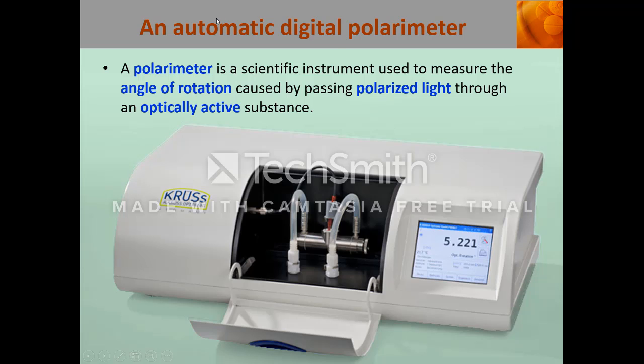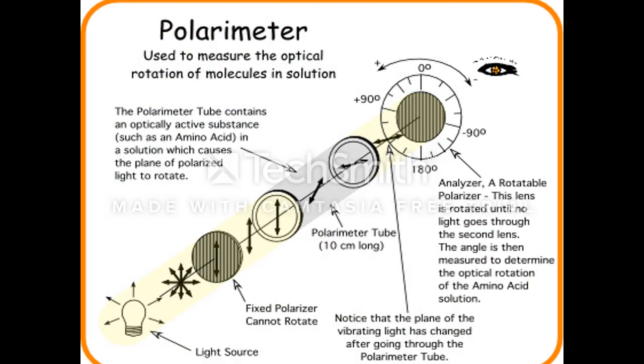In this slide, you can see a polarimeter. It is a scientific instrument used to measure the angle of rotation caused by passing polarized light through an optically active substance. And here you can see how it works.